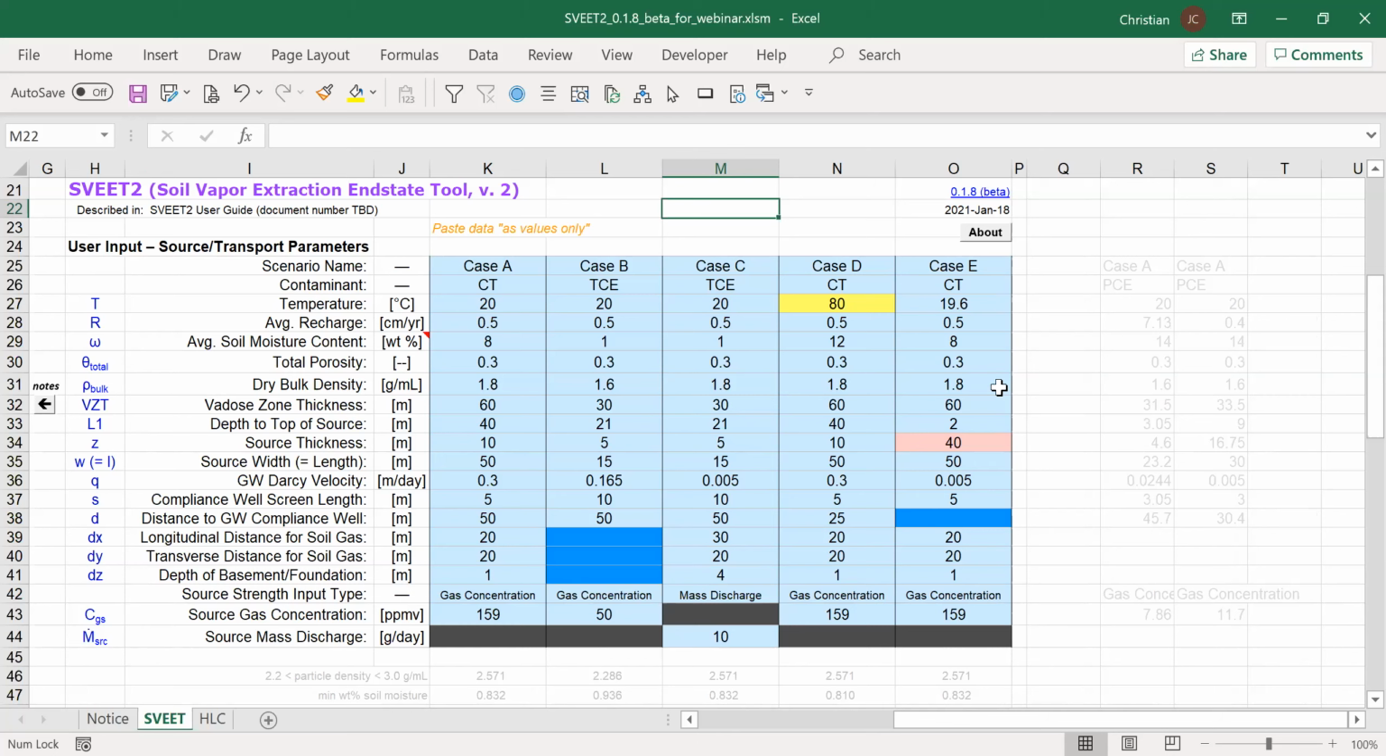So we'll answer these as a panel. Katie and Dave can jump in. This is not a design tool per se. It's intended to say what would happen if you left the source in place. And so you could do some what-if scenarios to say, if I reduced the mass discharge, the source strength, a certain amount, how would that impact the groundwater? Would that be enough? So you can look at some things like that, but it's not necessarily a design tool for SVE.